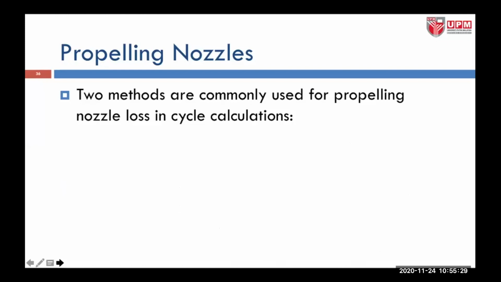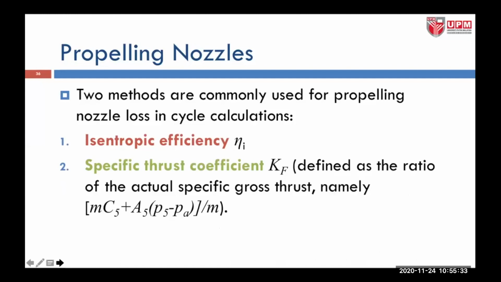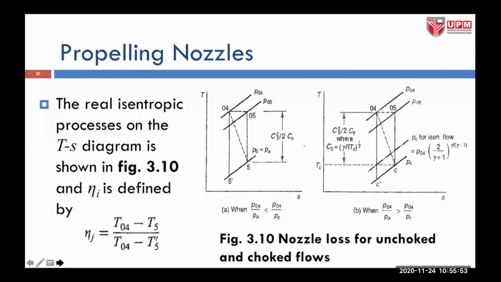The first one is isentropic efficiency, right? And then we have the specific thrust coefficient. We use the symbol KF. F for thrust, K is specific coefficient for the thrust, and defined as the ratio of the actual specific gross thrust, as denoted in this expression. Figure 3.10, nozzle loss for unchoked and choked flows.